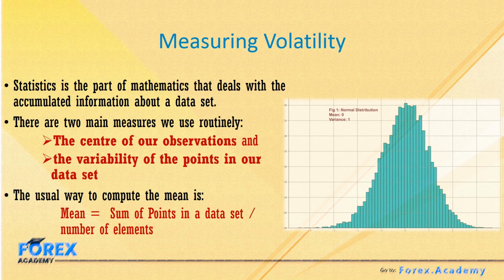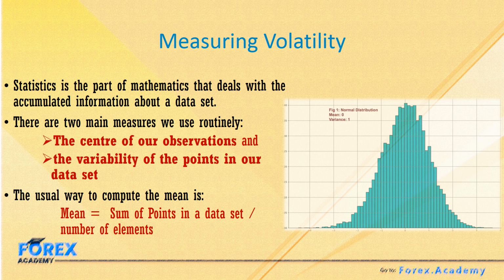Statistics is the part of mathematics that deals with the accumulated information about a dataset. Normally, the dataset cannot be described by an analytic formula because it comes from a random process. Two main measures we use routinely are the center of our observations and the variability of the points in our dataset from that center.